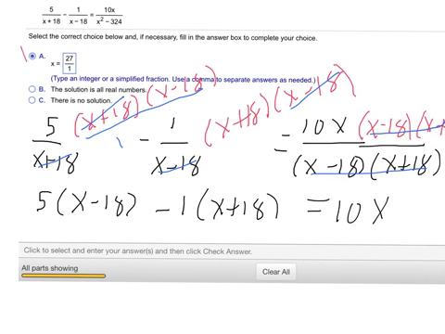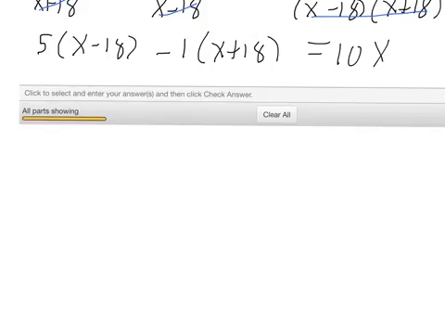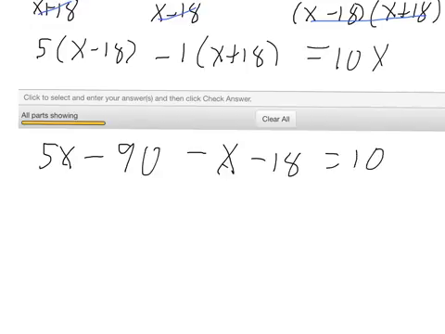Let's move all this up. Okay, I need to distribute the 5 here. Let's see, I need to distribute the 5 and negative 1 here. So let me do that. So that'll be 5x, and 5 times 18 is 90. Then I distribute the minus 1, that'd be minus x, minus 18 equal 10x.